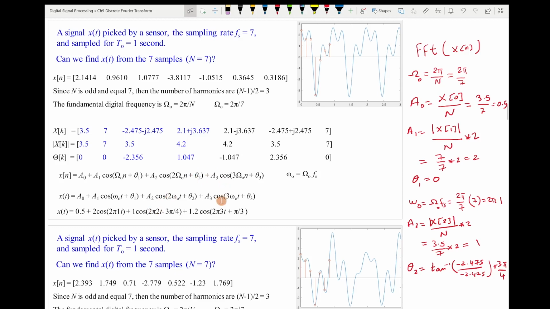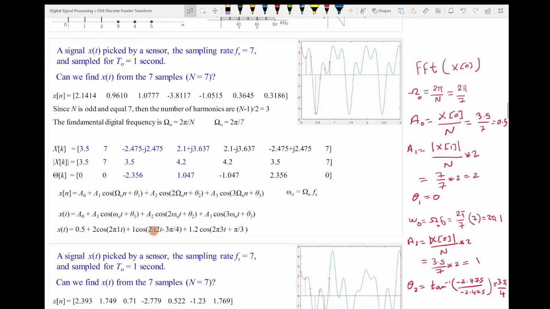And we can do the same thing for the third harmonic. Now, if I plot this signal here, I will get exactly this continuous signal. So from 7 data points, we were able to get the actual continuous signal or the discrete signal.